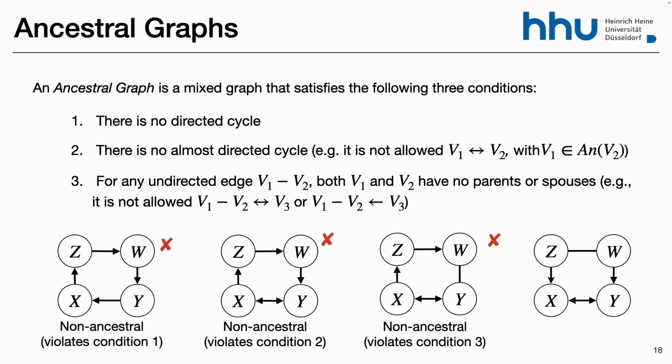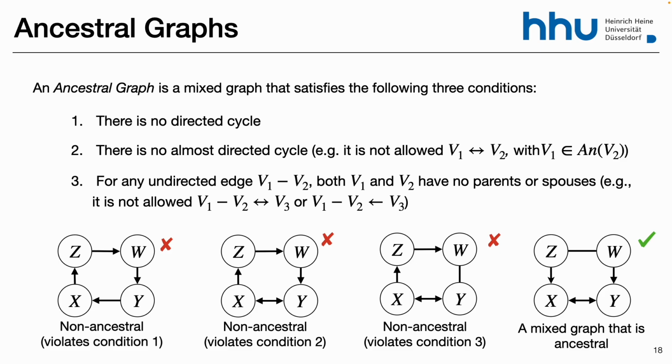The undirected edge, there is no arrowhead pointing into the variables with the undirected edge. So this is not violating the third condition as well. So it only violates if there is an undirected edge and one of the variables has an arrowhead into this variable. But that is no violation. So that's actually an ancestral graph.